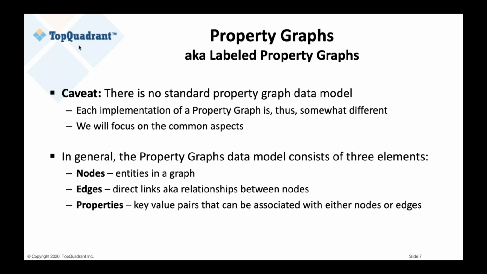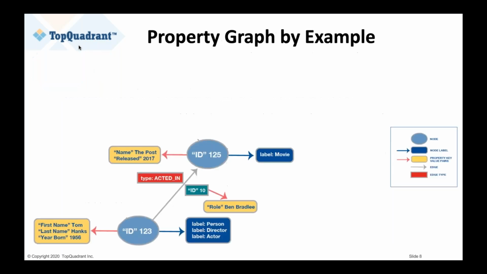Definitely, what I will be describing is true for the most well-known property graph implementation, Neo4j. So in the property graph data model, there are three elements. There are nodes, which are entities in the graph. There are edges that connect them. These are direct links, and they call them relationships. And then there are properties. These are key-value pairs that can be hung on either nodes or edges. So let's take a look at an example and build it up.